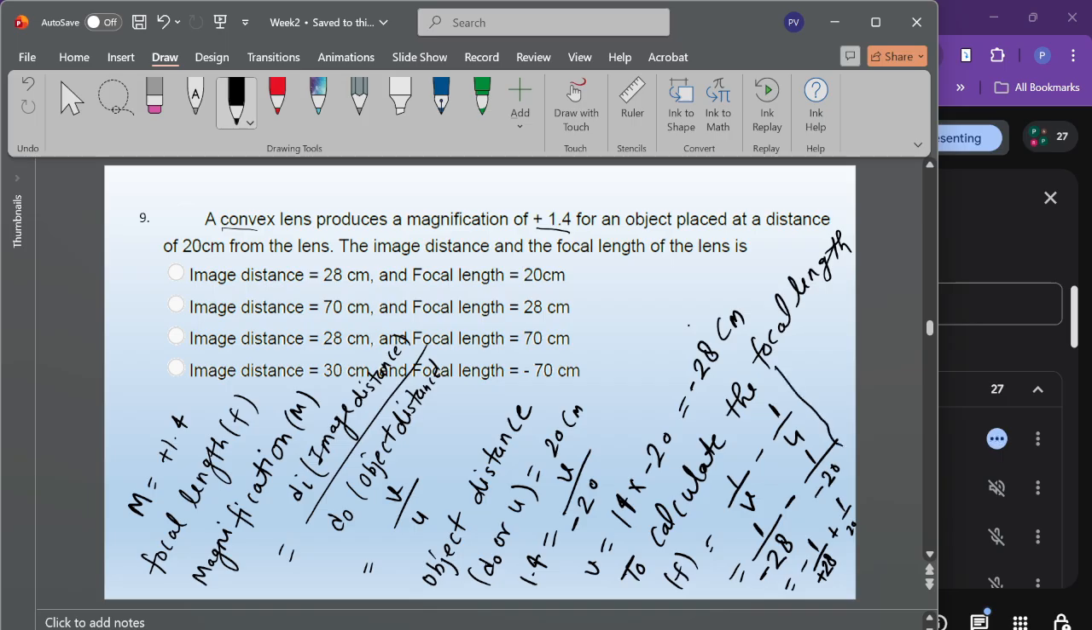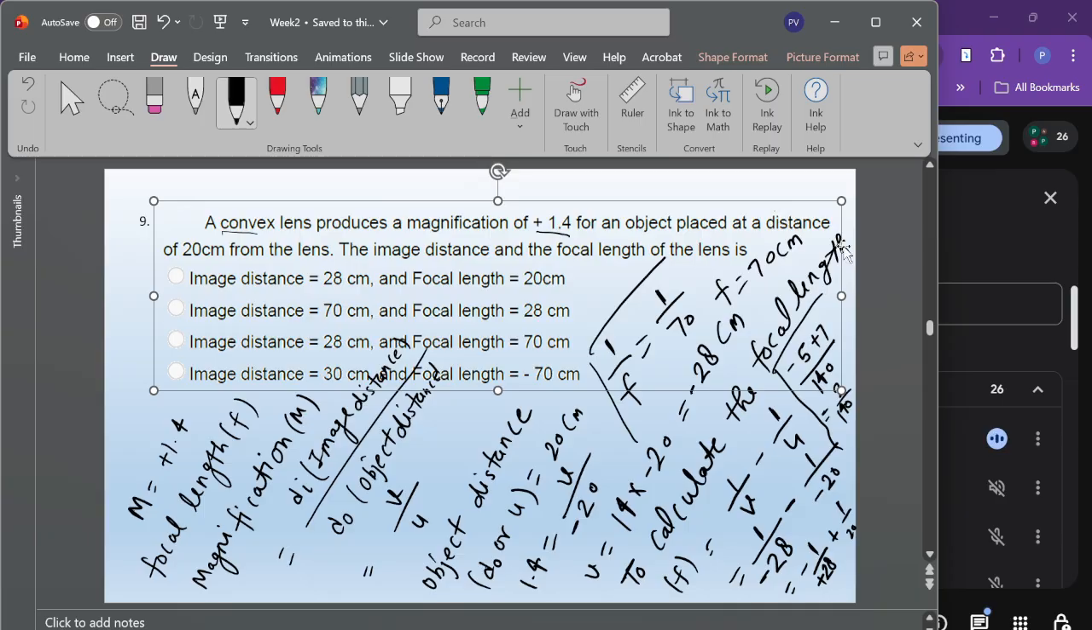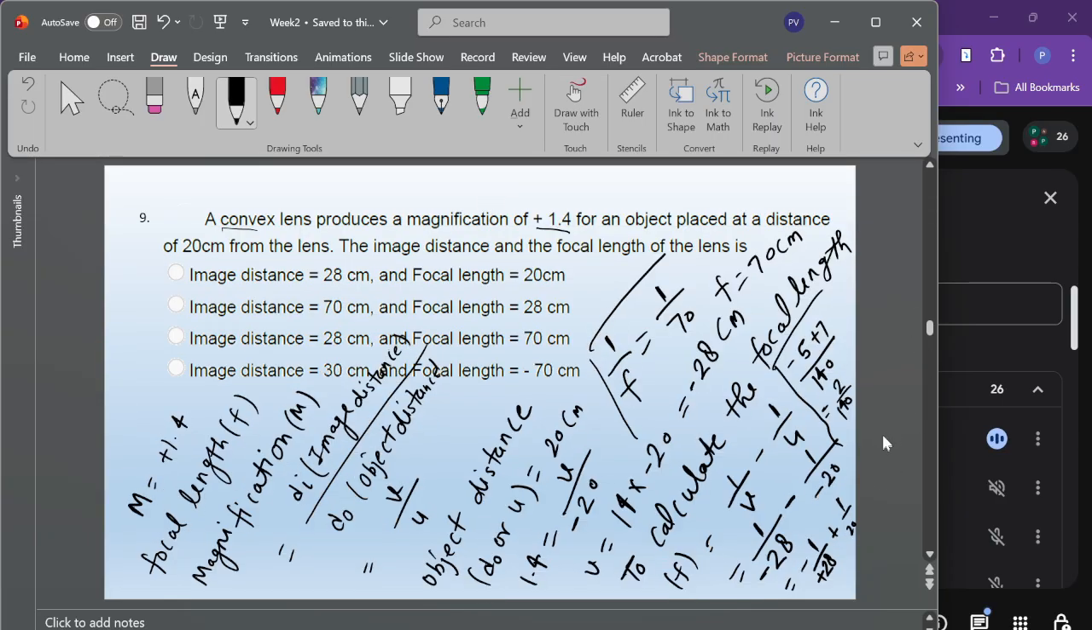Now I'm just calculating here. Overall, if you take the LCM, how much? 140, and here minus 5 plus 7. Overall, you will get 2 by 140. So here I'm writing 1 by f. Finally, you will get 1 by 70. Okay, so the focal length we get is 70 centimeter, and the image distance you will get is minus 28.